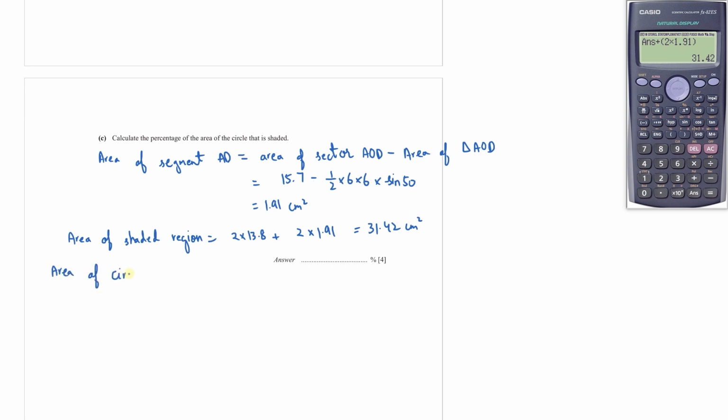Now the area of the full circle. Area of circle will be pi r square, which is pi into r is 6 square. So this will be 36 into pi. This is 113.09. So let me write this down as 113.1.